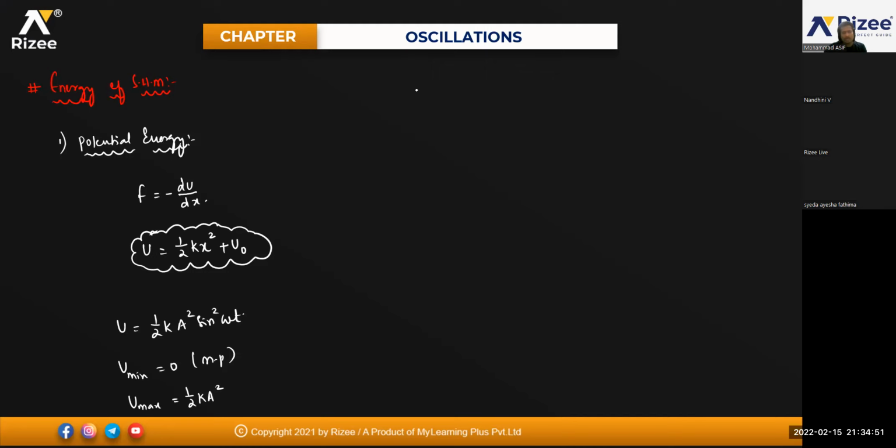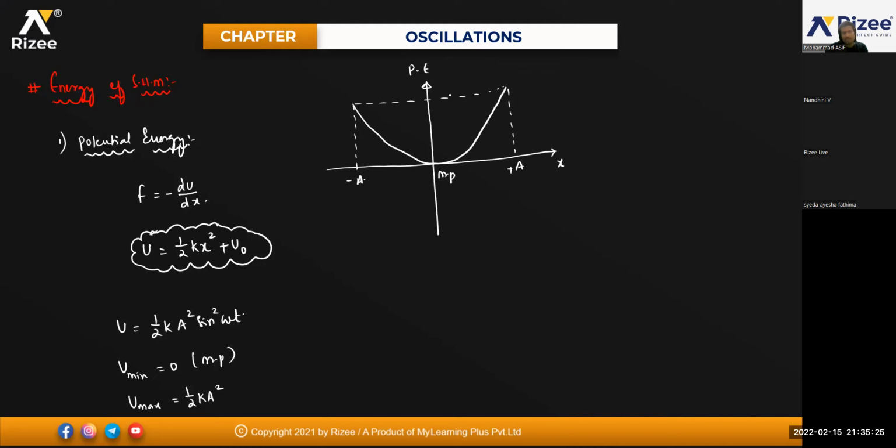Okay, so if I'm drawing the graph for this one, on the y-axis potential energy, on the x-axis we take the amplitude. So the graph will be something like this, a parabola in the upward direction. This will be equal to plus a, and here this will be equal to minus a. And this one is at your mean position. At mean position, potential energy is 0. And this one is right now the potential energy part, that will be equal to how much? Half into k into a square.